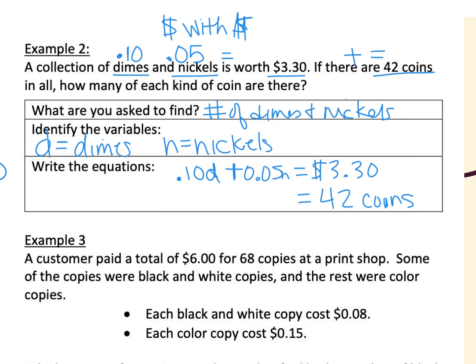And if we have 42 coins, that means we're taking however many dimes we have plus how many nickels we have. So this is going to just be dimes plus nickels. So we want to have a money equation and then a total or coins equation.